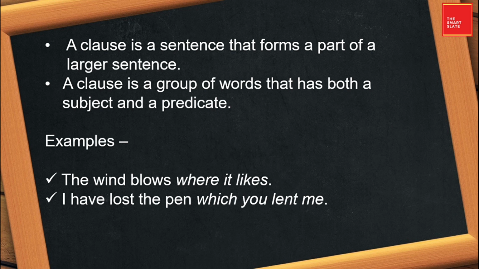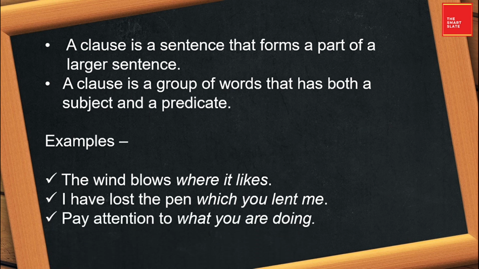Now, which you lent me is a part of the larger sentence. I have lost the pen. It is giving me a sense. But when I add something else to it, like which you lent me, the sentence becomes larger. So in the simplest way you can understand, when a coordinating or subordinating conjunction adds two sentences, the part written after adding the conjunction is known as a clause. Pay attention to where, which, what.